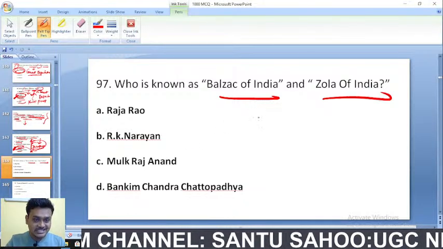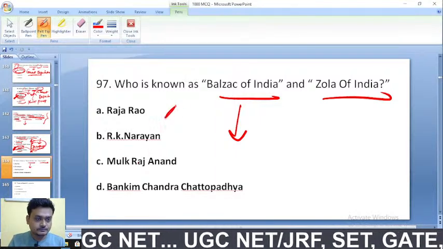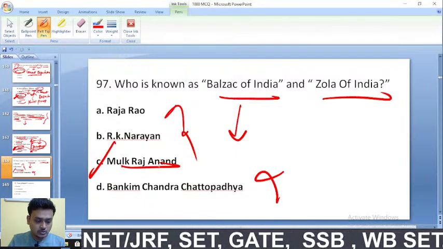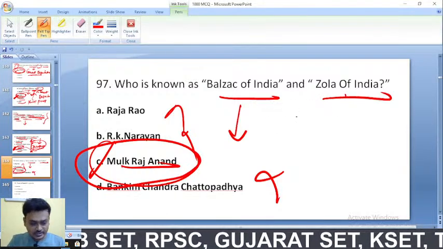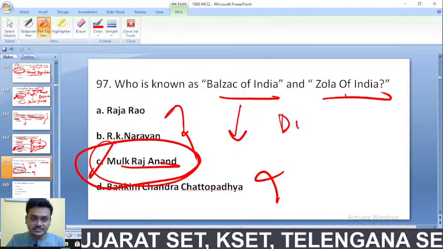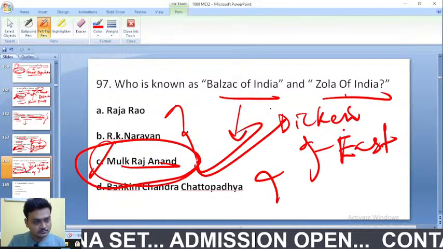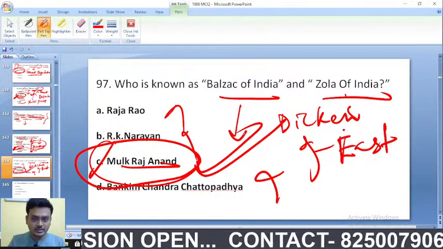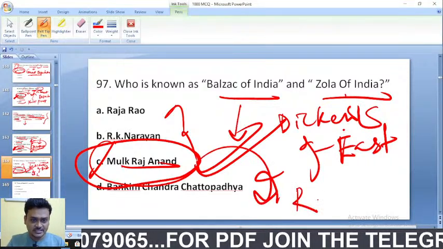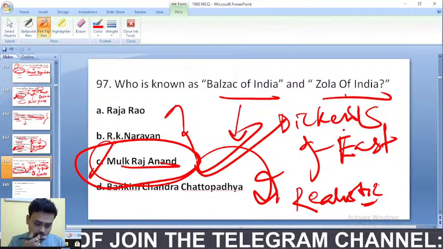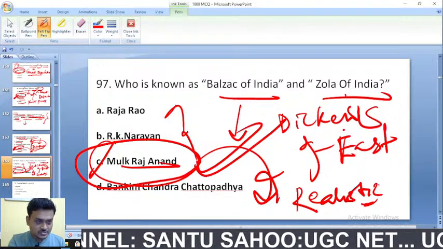Here it's Balzac of India, Zola of India. We have done it many a time. No. It's Mulk Raj Anand. Zola of India, Balzac of India, and Dickens of the East. Dickens of the East as well. It's Mulk Raj Anand, representing the realistic society, the poor class. No, it's not correct. It's Mulk Raj Anand.